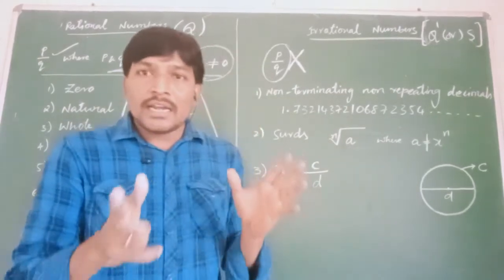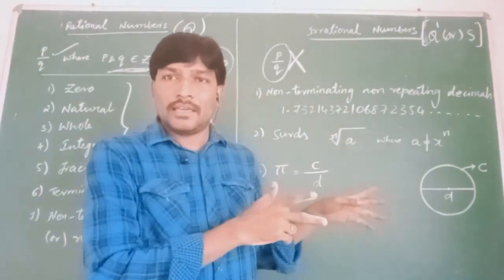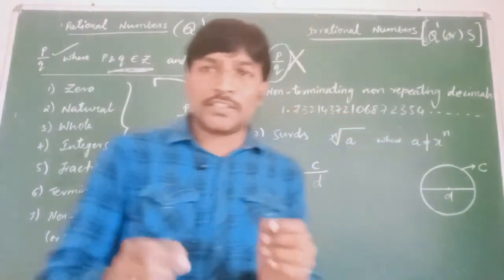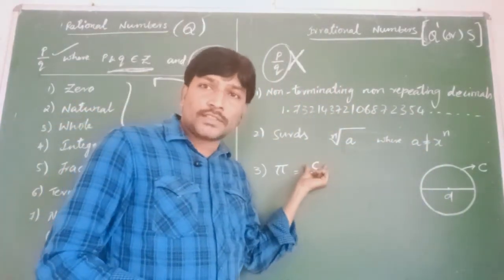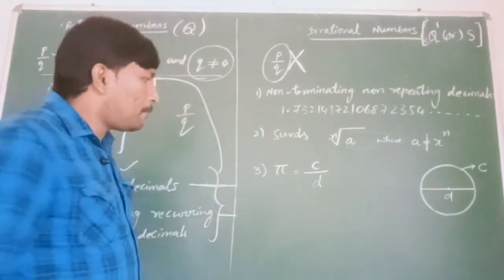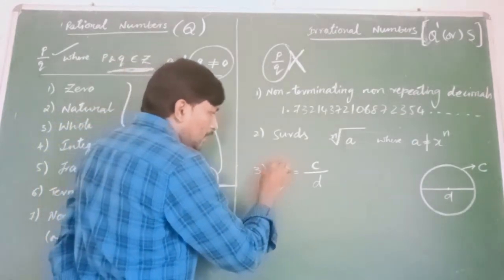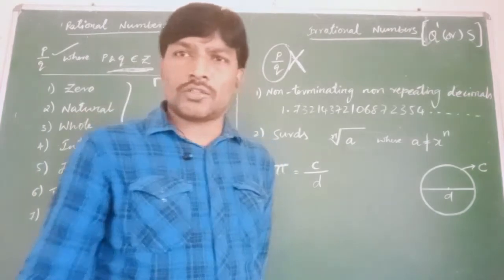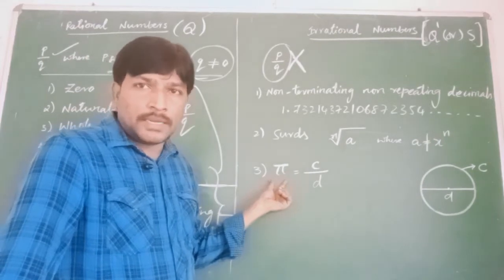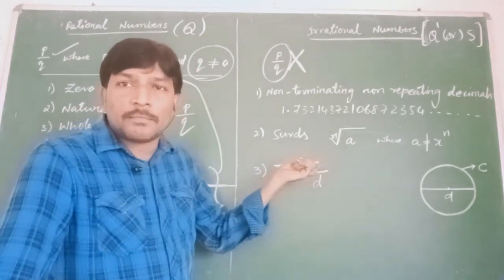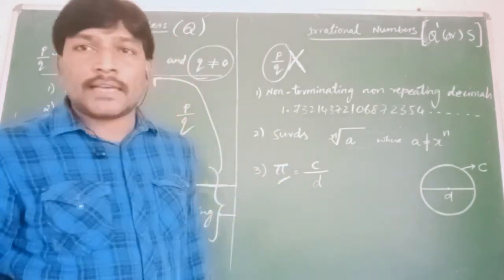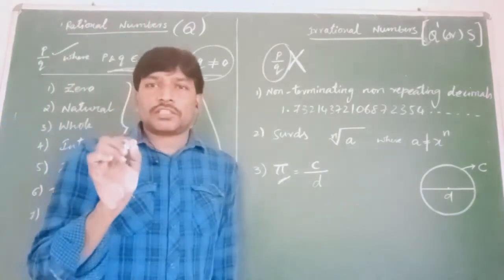So that number, the non-terminating, non-repeating decimal obtained by dividing the circumference of a circle by its diameter, we named with a symbol called pi. Actually, it's a Greek symbol. Generally, we have alphabets in Telugu, Hindi, English, like that. In Greek also, we have some letters. One of the Greek letters, which is read as pi, has been used instead of that non-terminating, non-repeating decimal, and we are calling it pi. That's why pi is an irrational number.